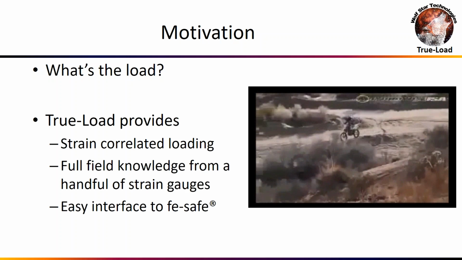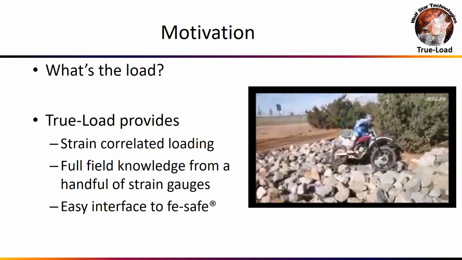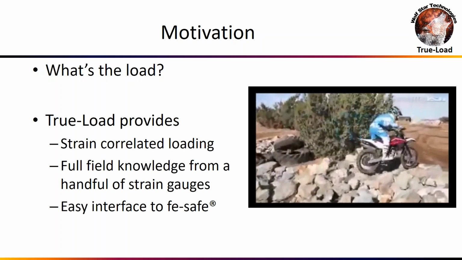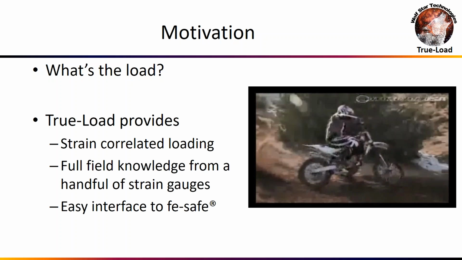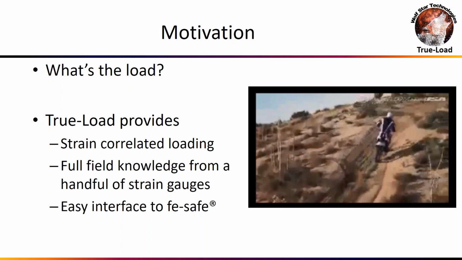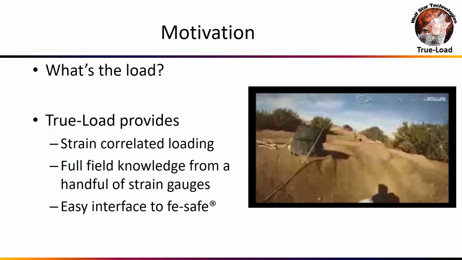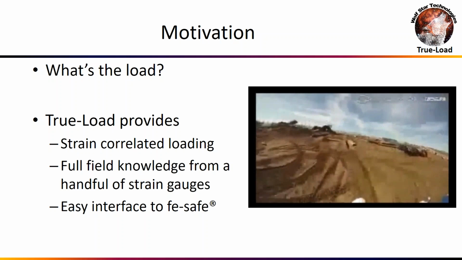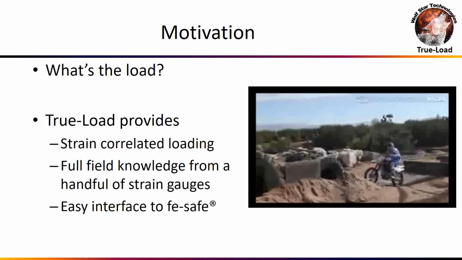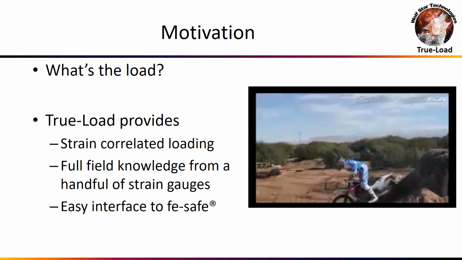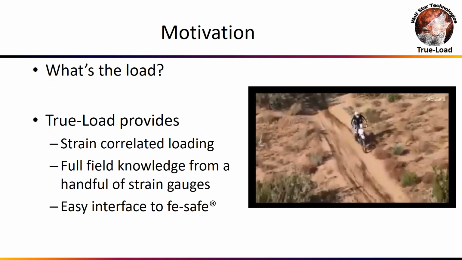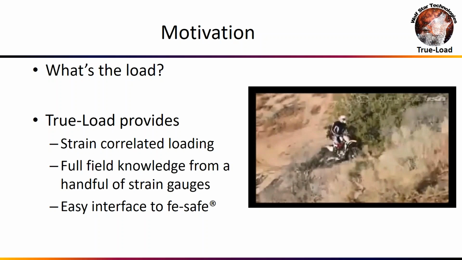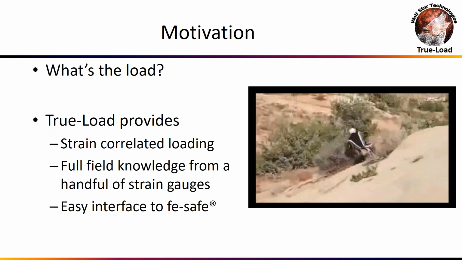Well, what we do is recognize that each of the components on the motorcycle are basically responding linearly. The swing arm, the frame, the crankcase, the handlebars, the fenders, the gas tank. These are all basically responding linearly. And so what we're going to do is place strain gauges on these components and back calculate the loads operating on these components from the environment. And like I said, we've got an easy interface to FE-SAFE.